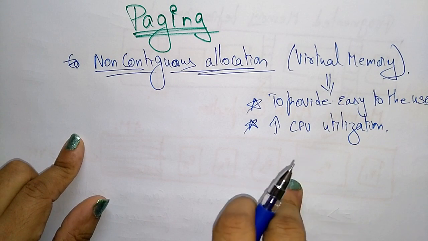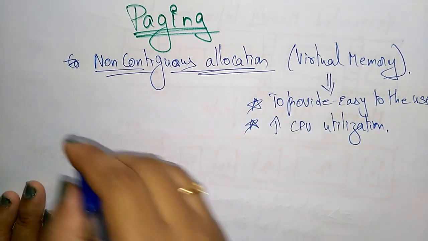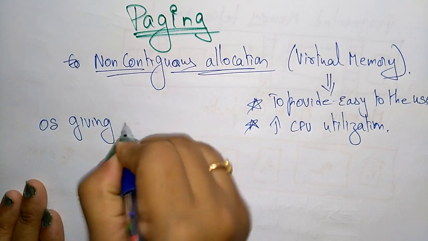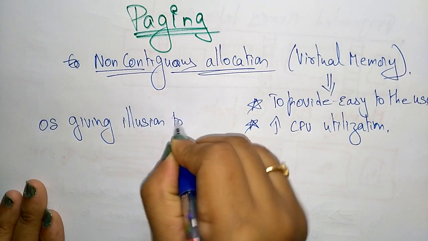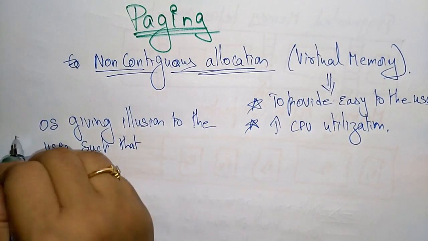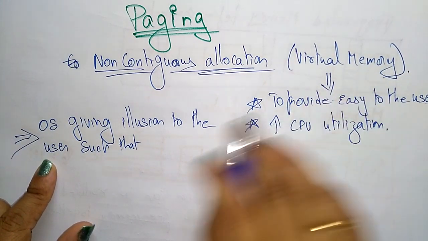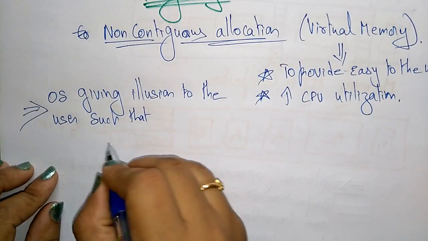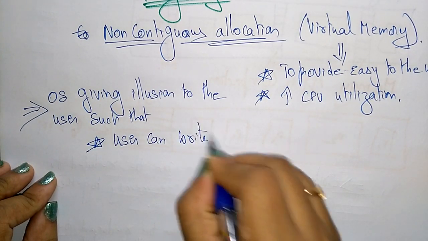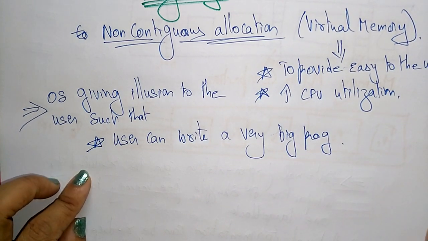In this system, the operating system is giving an illusion to the user. It's not real, it is just an illusion. Why is it providing illusion to the user by using the concept of virtual memory? Because the user can write a very big program.